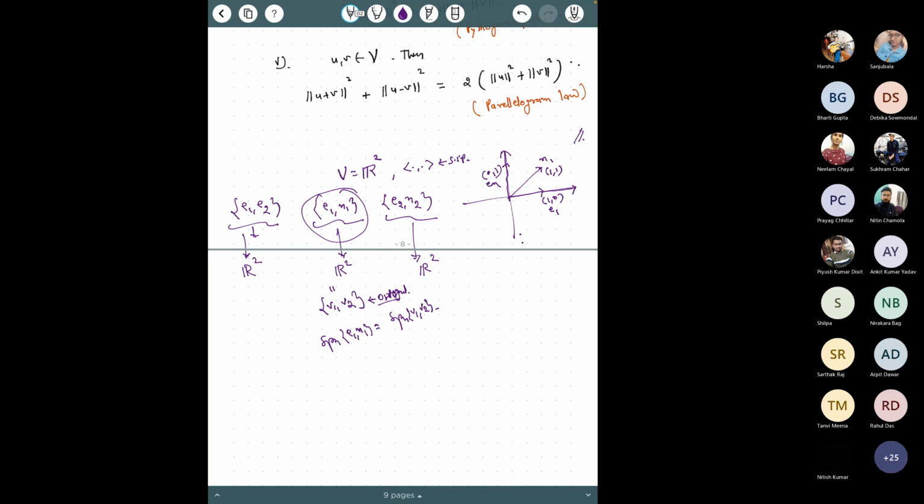Not only for R2, but in general for an inner product space, we can do that. If we have an inner product space and we are given a linearly independent set of vectors, then using these vectors we can construct an orthogonal set. We can similarly generate an orthonormal set, such that the new set spans exactly the same set which is spanned by the given set of vectors.